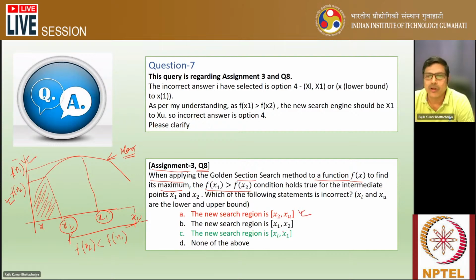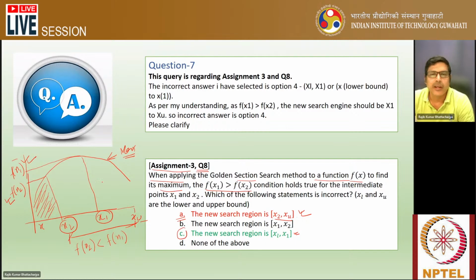So this is the solution. I'm not sure if we have given this solution correctly, so we'll correct it. C is not the solution, so A is the solution of this particular problem. You are getting x2 and xu. So which of the following statements is correct? The new search region will be x2 and xu. I hope this is clear.